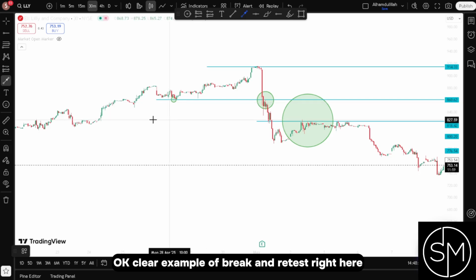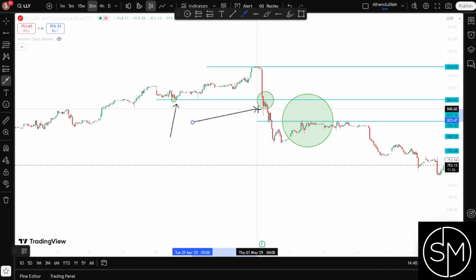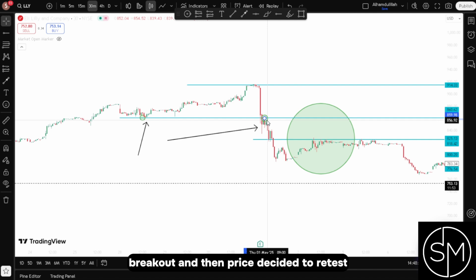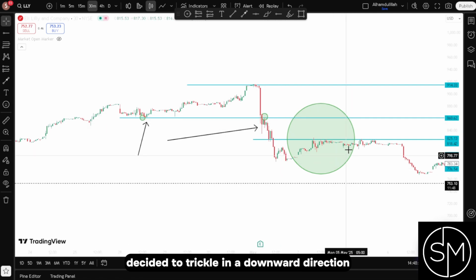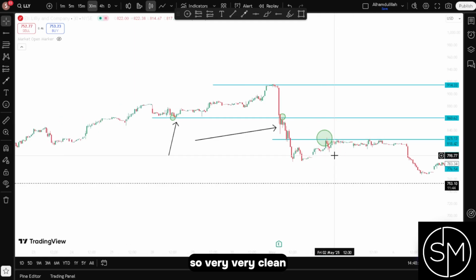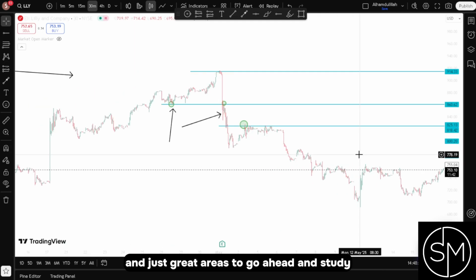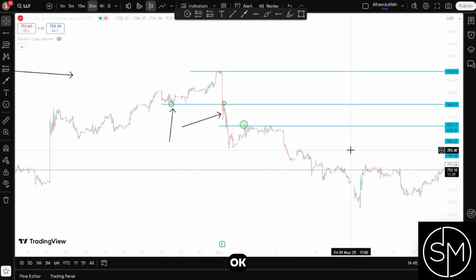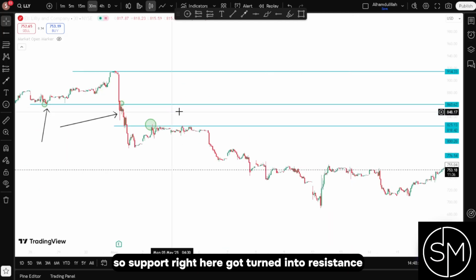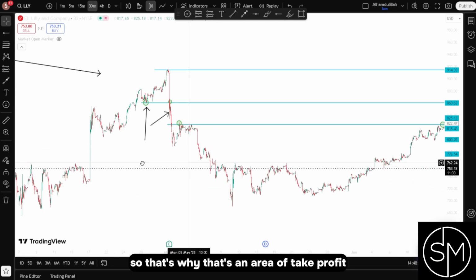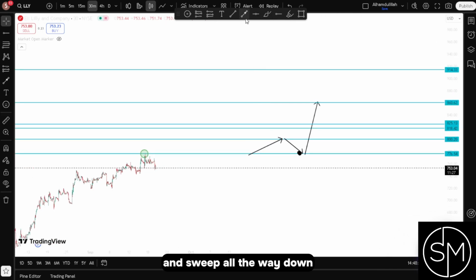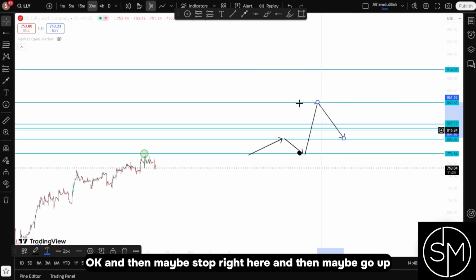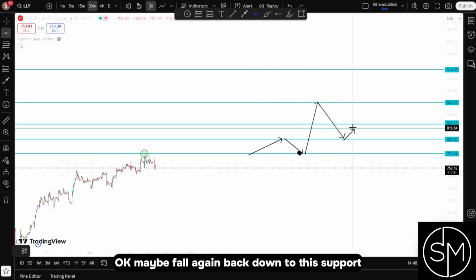Clear example of break and retest right here, very clean. Area of support, breakout, and then price decided to retest. Then price decided to trickle in a downward direction. Very, very clean, very important, and great areas to study. Support right here got turned into resistance, so that's an area of take profit. Price might want to tap this area of resistance again and sweep all the way down, then maybe stop right here and go up, then maybe fall again back down to this support.